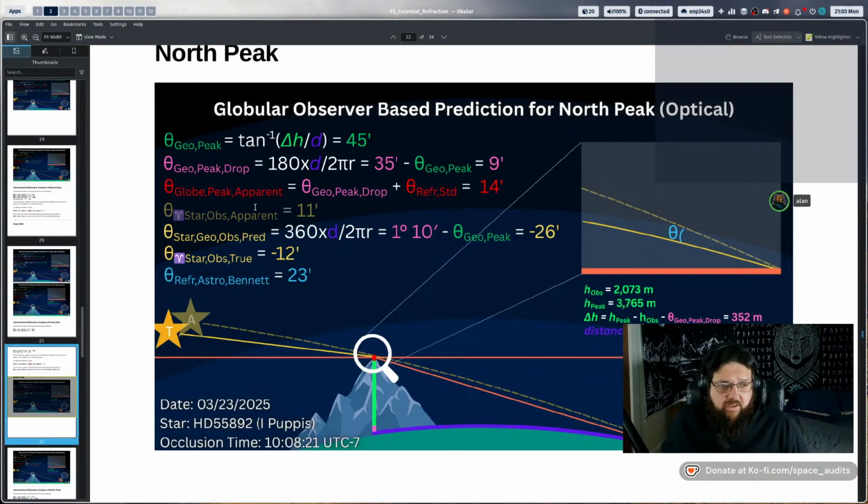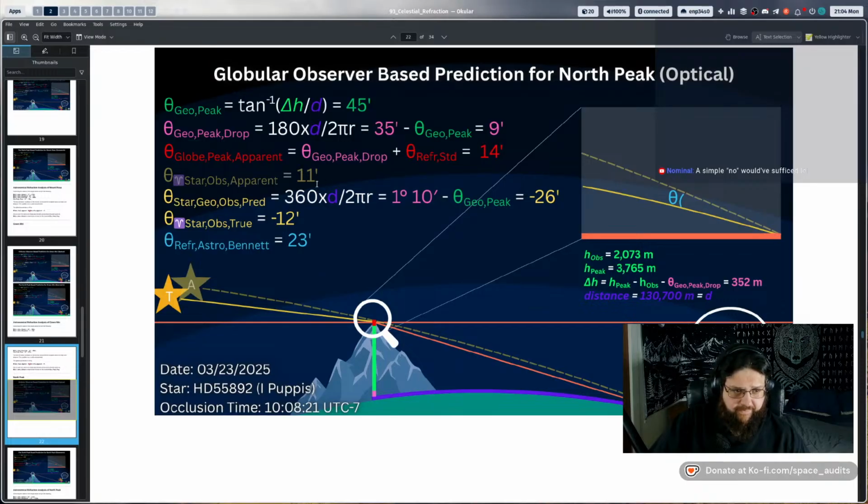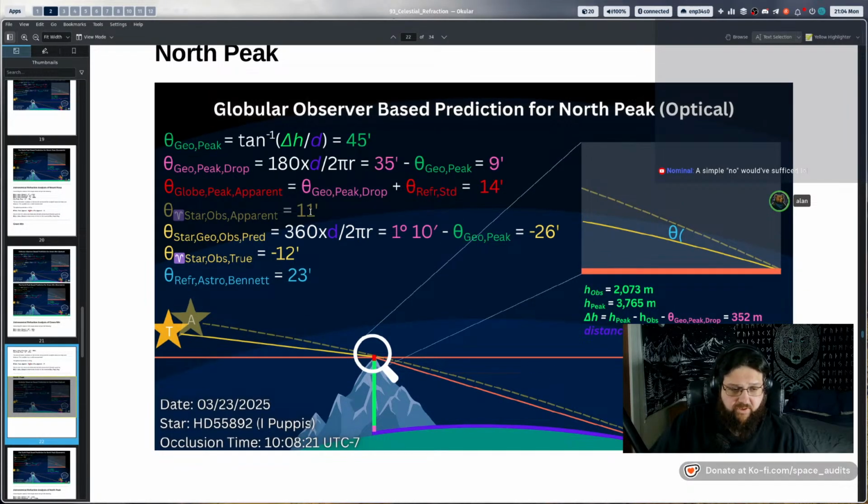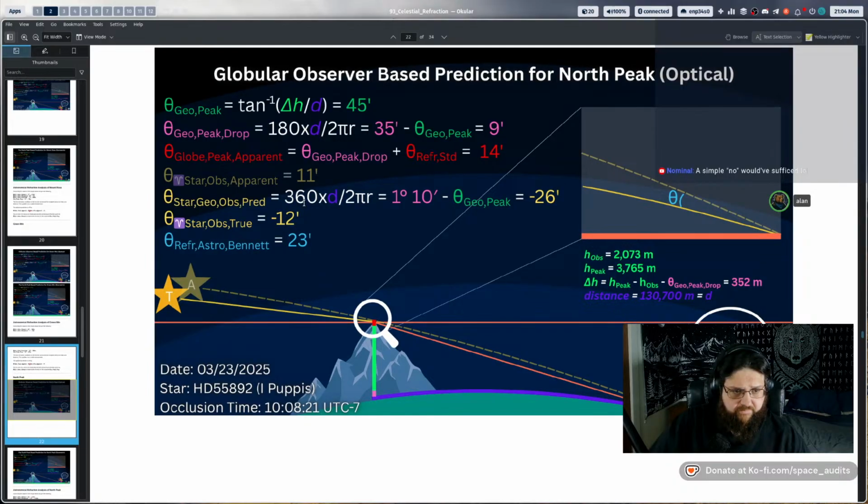Then we have North Peak, which is rise over run gives us 45 arc minutes at a distance of 130,000 meters. And when the globe predicts 9 arc minutes for the physical elevation there, when adding for terrestrial refraction, we get 14 arc minutes there. The apparent position of the star was at 11 arc minutes. So that's for the observer position. We'll come back to how much they were off by here in a second. Spoiler, it's going to be 2 again.